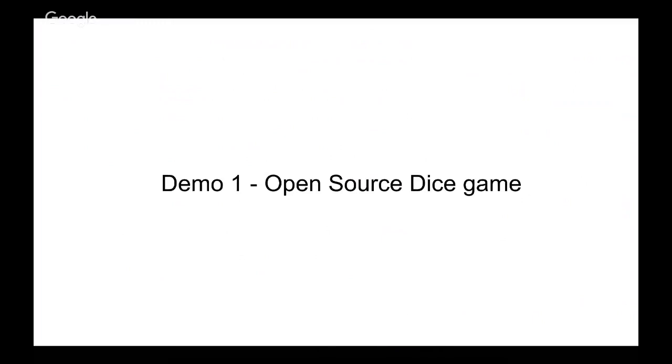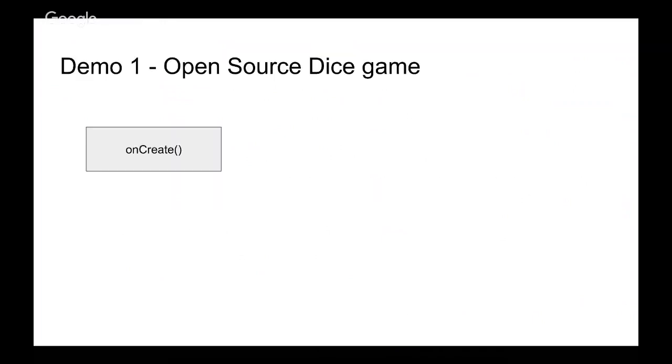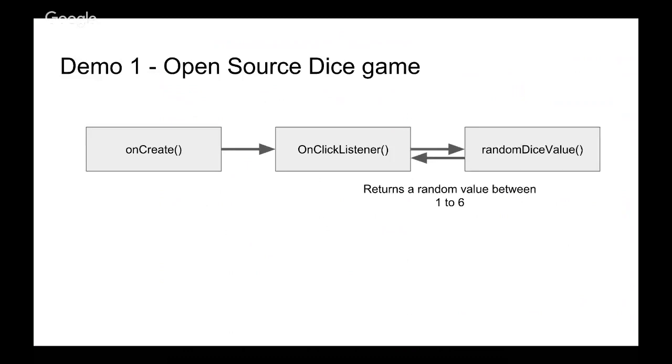So for all who did not understand, let's analyze that. As I mentioned, there is an activity lifecycle for every Android app. The onCreate is called just before showing you the screen. That sets something called an onClickListener, which was assigned to the button. So whenever you click the button, the onClickListener executes. When that executes, it calls a function called random dice value, which returns a random value between 1 and 6. It can be anything from 1 to 6.